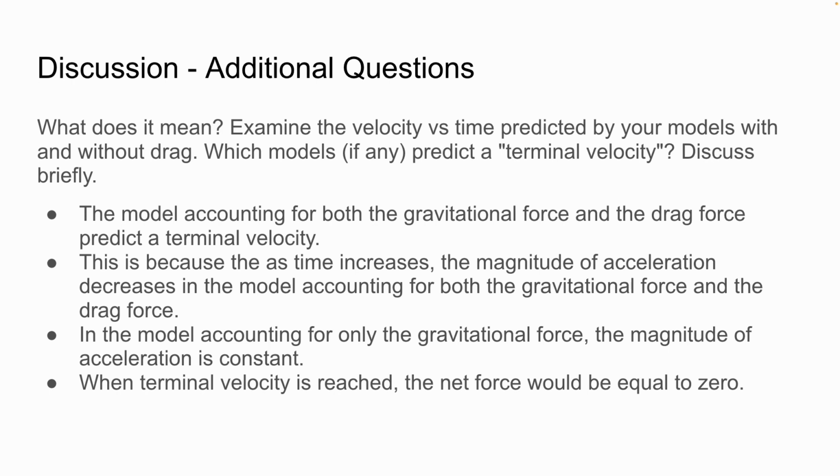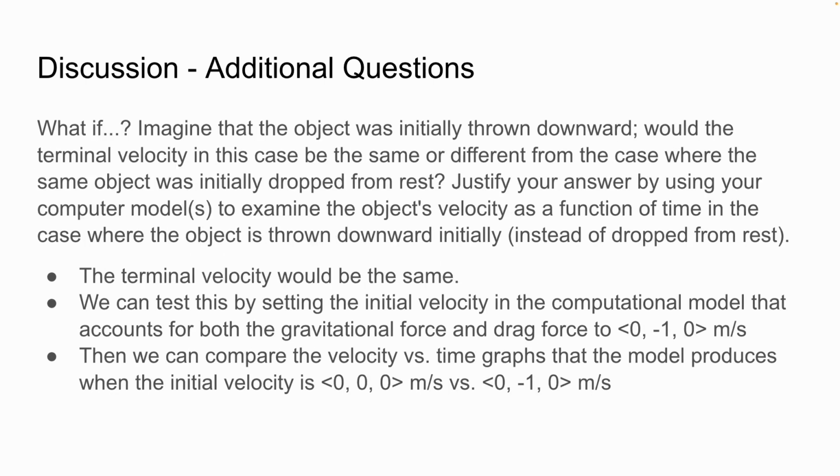Additional questions. What does it mean? Examine the velocity versus time predicted by your models with and without drag. Which models, if any, predicted terminal velocity? Discuss briefly. The model accounting for both the gravitational force and the drag force predicted terminal velocity. This is because as time increases, the magnitude of acceleration decreases in that model. In the model accounting for only the gravitational force, the magnitude of acceleration is constant. When terminal velocity is reached, the net force would be equal to 0.